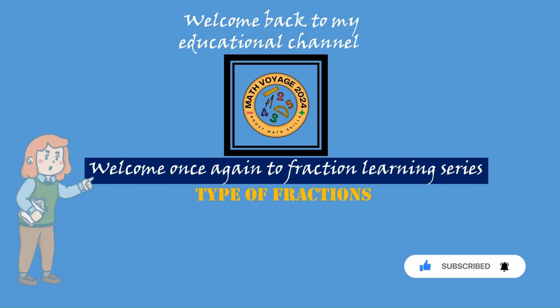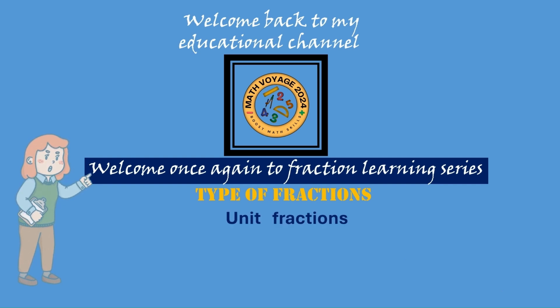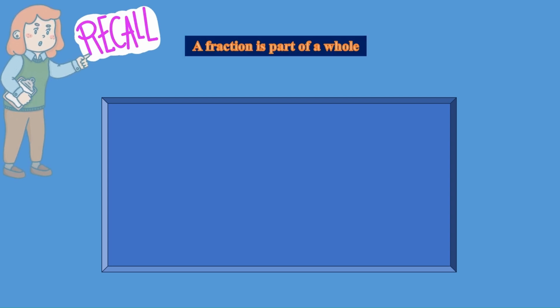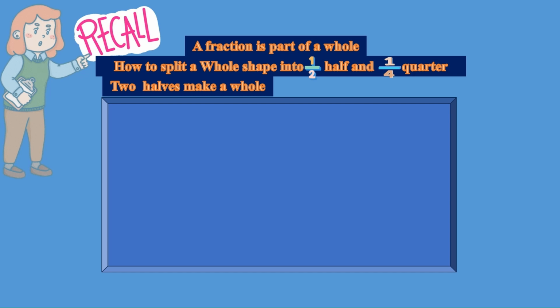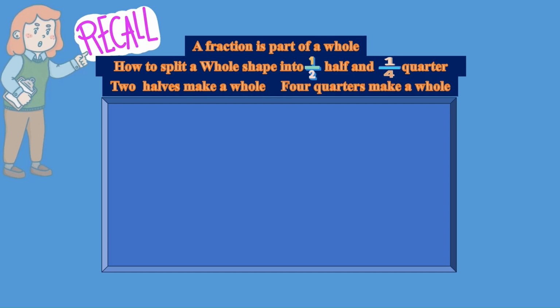To begin with, let's take up the easiest of all, the unit fraction. We have already learned 1/2 and quarter in the previous topic. You can watch the video if you haven't so far. Let's recall what we have done in the previous topic. A fraction is a part of a whole. How to split a whole shape into half and 1/4. 2 halves and 4 quarters make a whole.